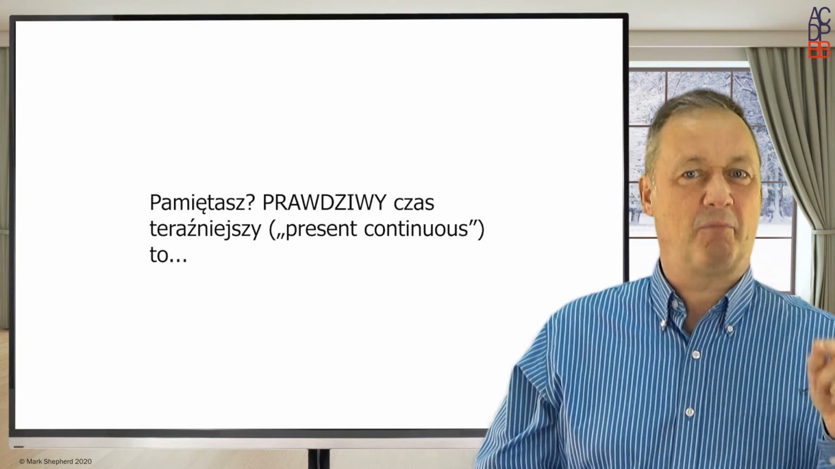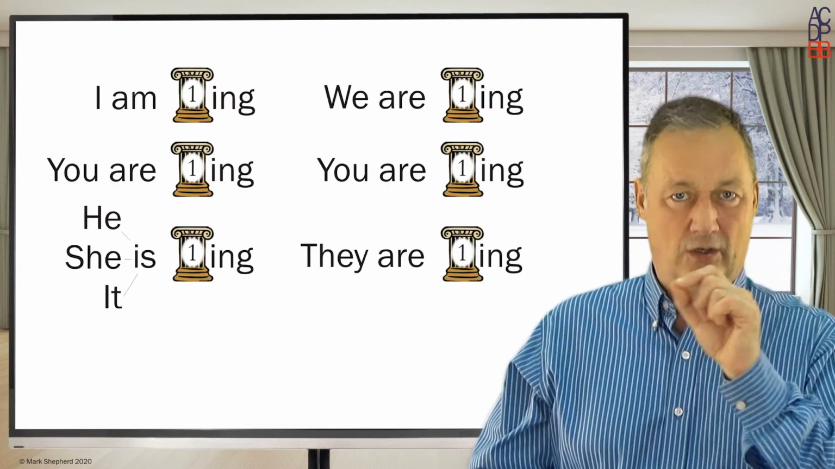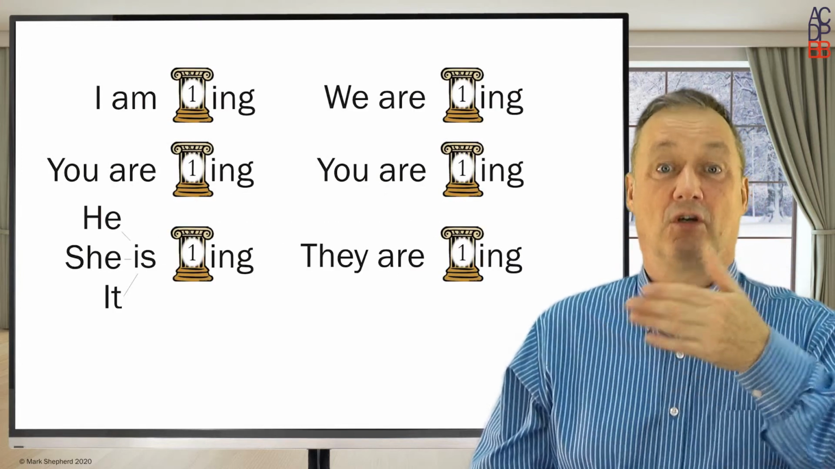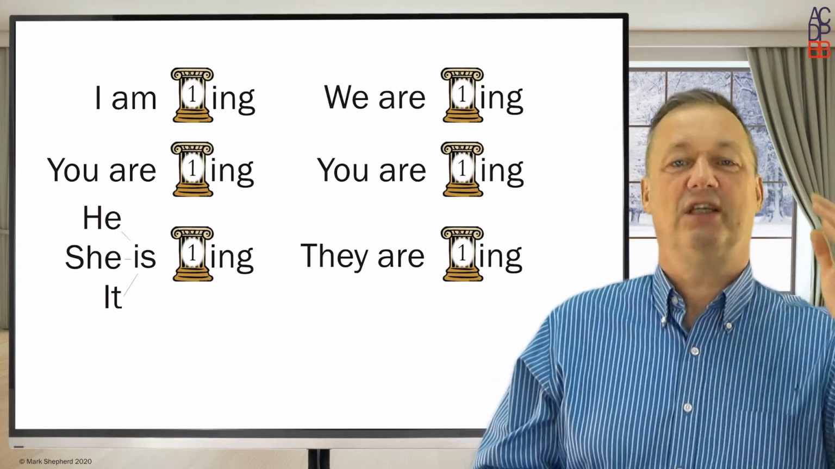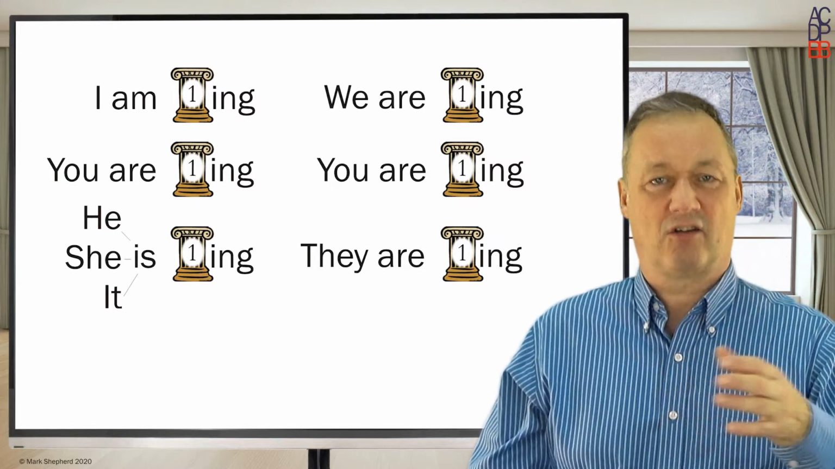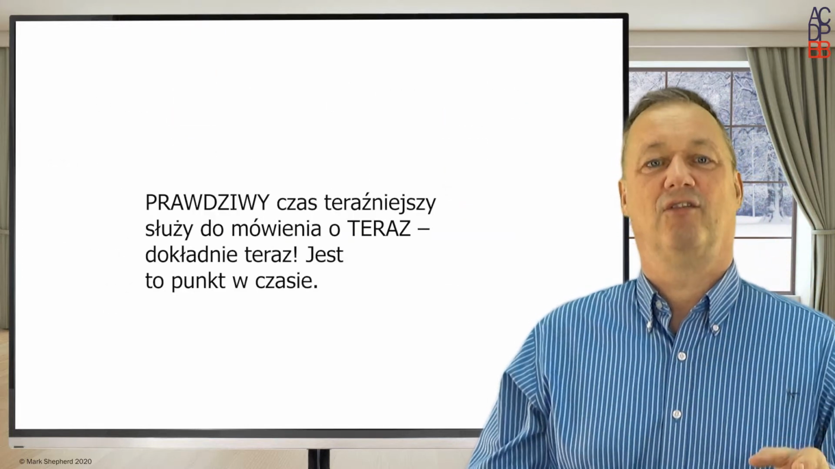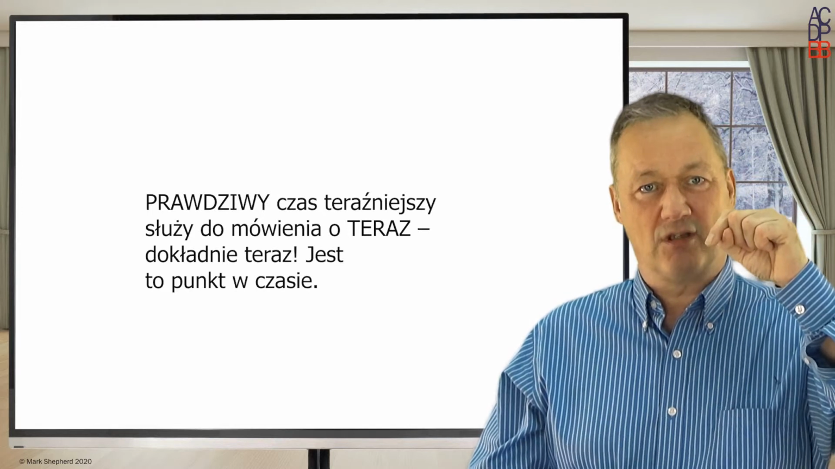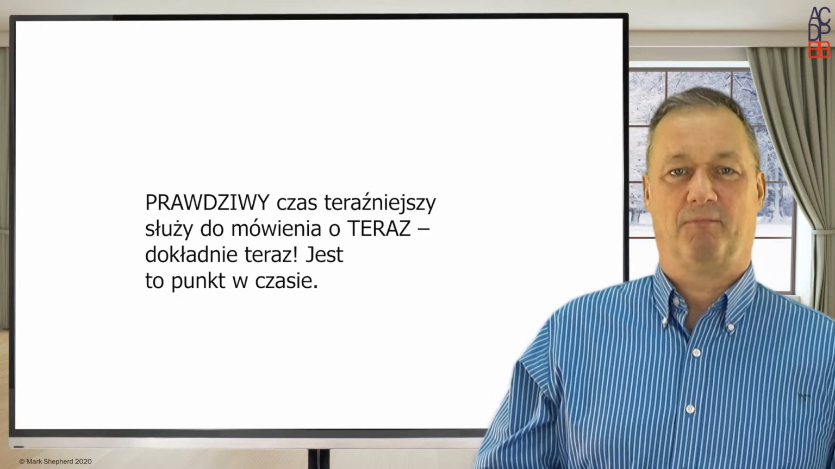Remember the real present tense, the present continuous. I am column 1ing. We are column 1ing. You are column 1ing. You are column 1ing. He, she, it is column 1ing. They are column 1ing. Everyone is column 1ing. The real present tense is for talking about now, exactly now. It's a point of time.